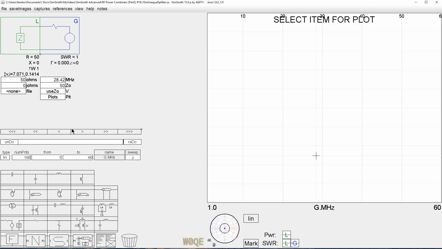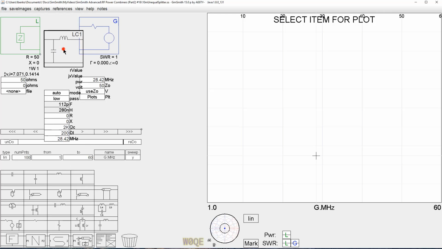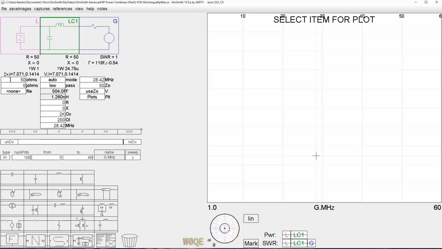What we're going to do is start with an L network here that's going to match a 50 ohm load to a 100 ohm generator. The reason for that will become apparent pretty quickly. We can do this with two circuits. We can do this with a low-pass circuit, or we can do it with a high-pass circuit. And the high-pass circuit is the circuit I want to use.